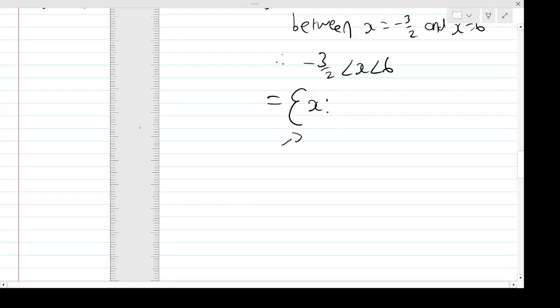So the set of values of x such that, and then we just put our inequality in. So the values of x such that minus 3 over 2 is less than x, less than 6. And then we close it with another bracket. And that's our set notation, okay?